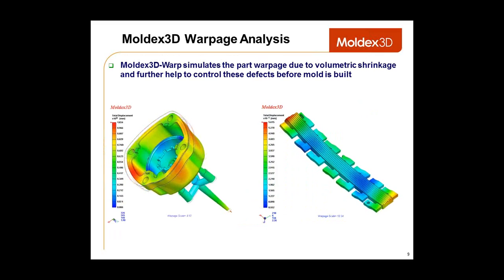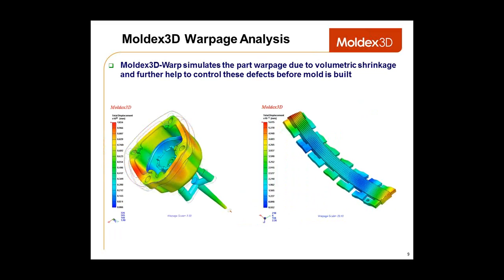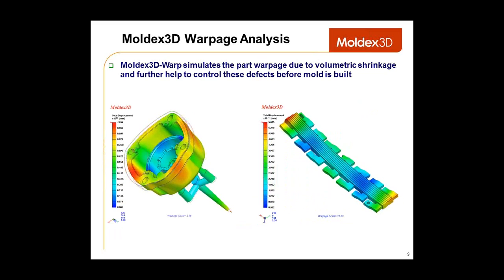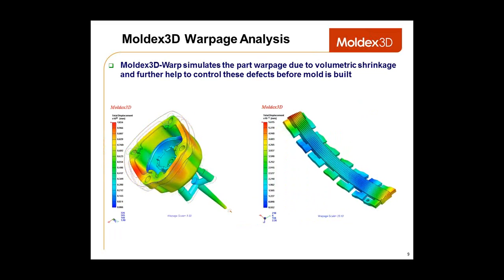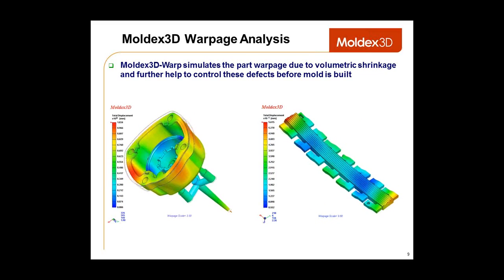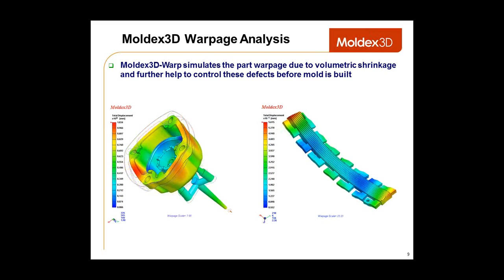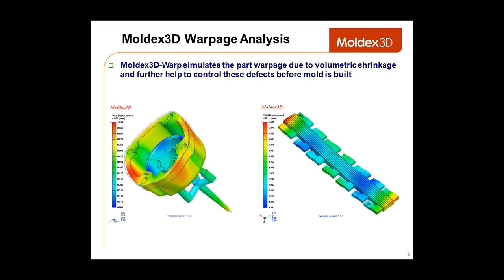Warp analysis. These animations will show you exactly how your part will warp. Part warpage, as many of you know, is due to volumetric shrinkage, and our software gives you the ability to further help control these defects before your mold is actually built.